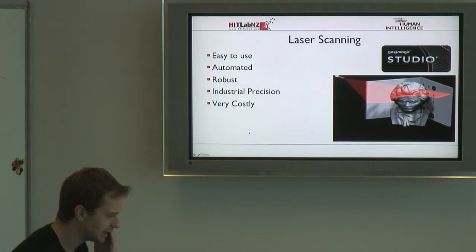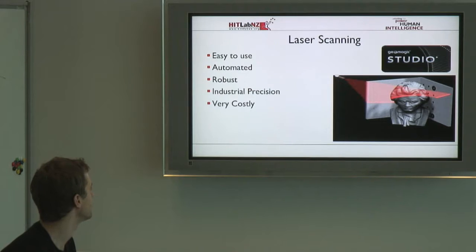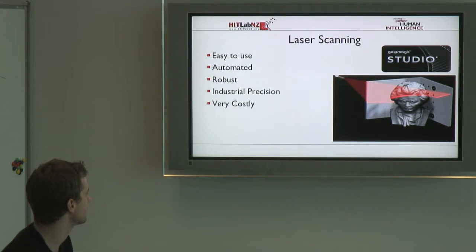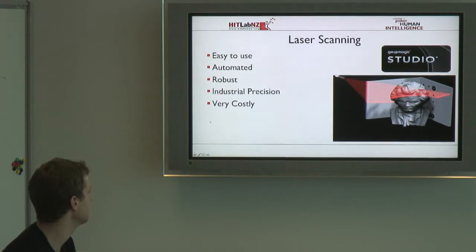So, we've looked at making models by hand now, which allows you to get good results, but it's incredibly time consuming and requires a lot of expertise. Then there's photogrammetry, which is very easy, but sometimes the results aren't that flash. And then there's laser scanning, which is easy to use, automated, robust, with industry precision, however, it's very costly.